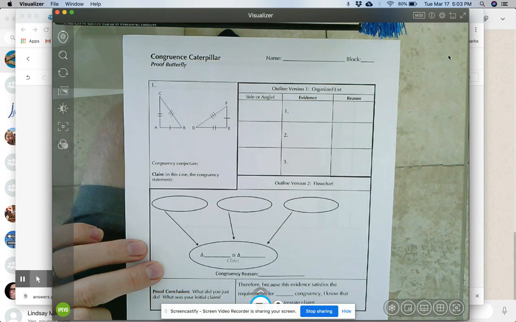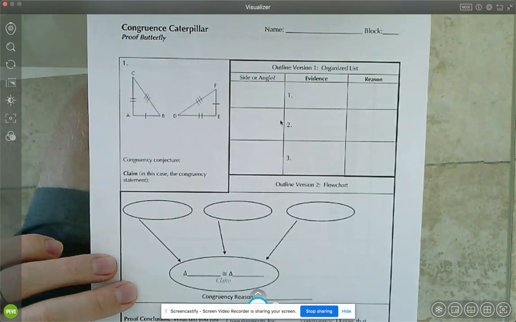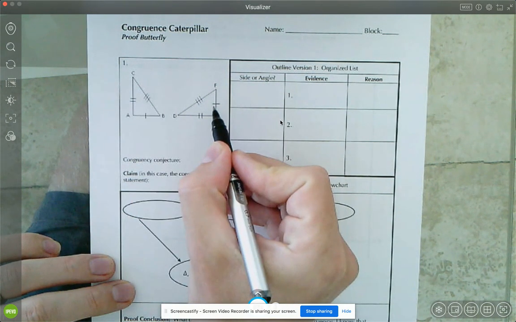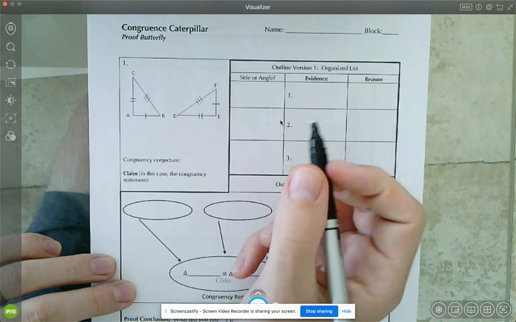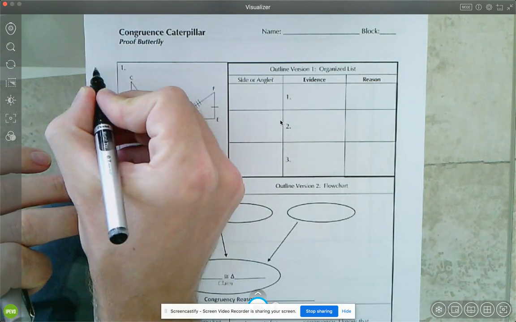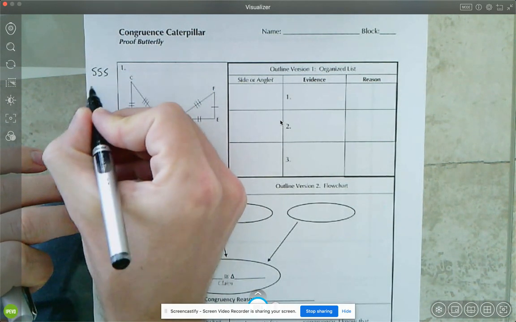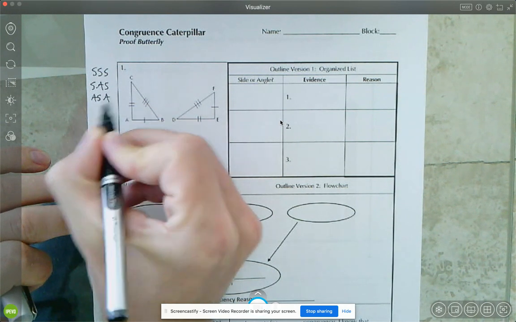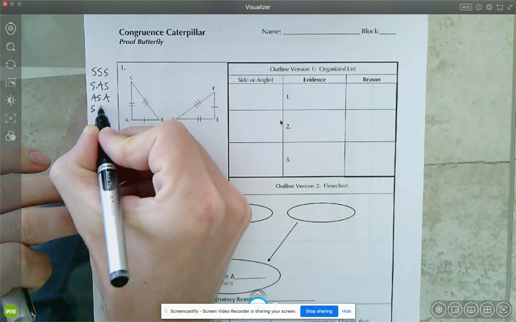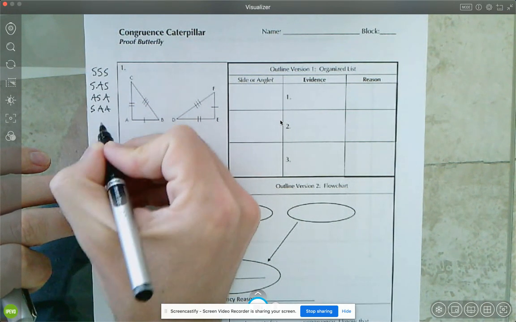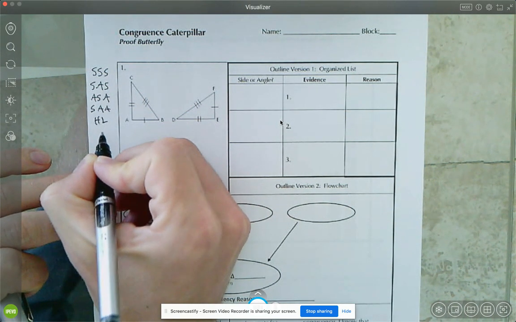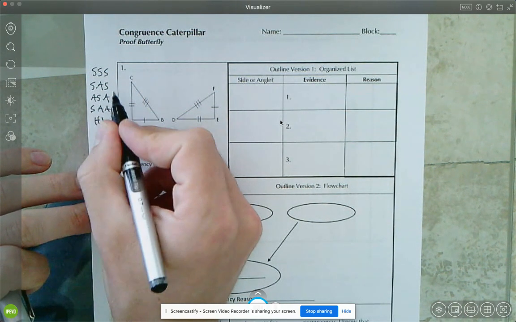Let me make this full screen right here. As you look at it, you're seeing a side and a side. This is a side and a side. So I know that out of my options here, just so we have it: side-side-side, side-angle-side, angle-side-angle, angle-angle-side, and then our HL, which is only for right triangles. So we have these five options.